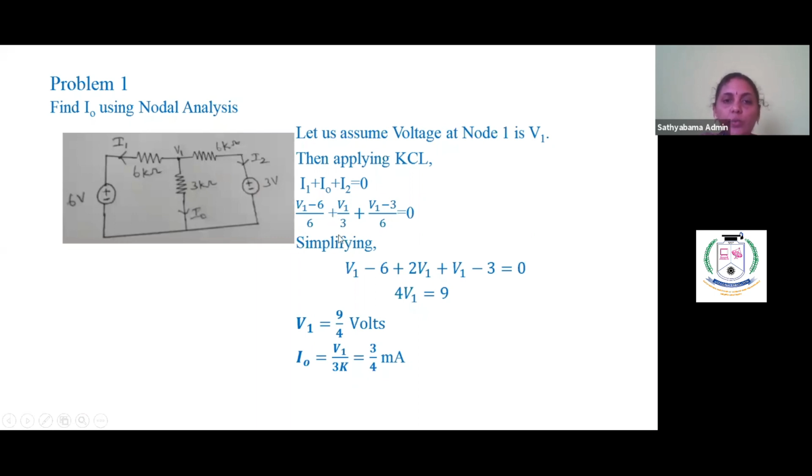Now we are simplifying this equation. Take an LCM, simplify it. You will get 4V1 is equal to 9. So V1 is equal to 9 by 4 volts. Now, what is the question? Find I0 using nodal analysis. Now we had got V1, right? Now find out I0. I0 is equal to V1 by 3K, right? Voltage by resistance. So substitute here, you will get the answer. I0 is equal to 3 by 4 milliamps.